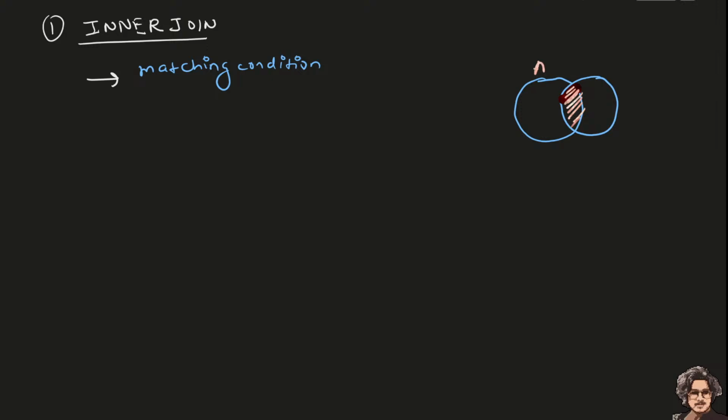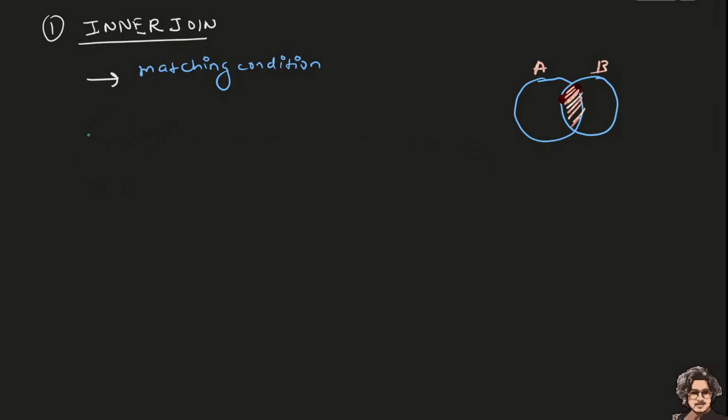We have table A and table B. The key feature is matching rows from both tables and ignoring the unmatched rows. This is the most common join type. So how can I write the code for this one?